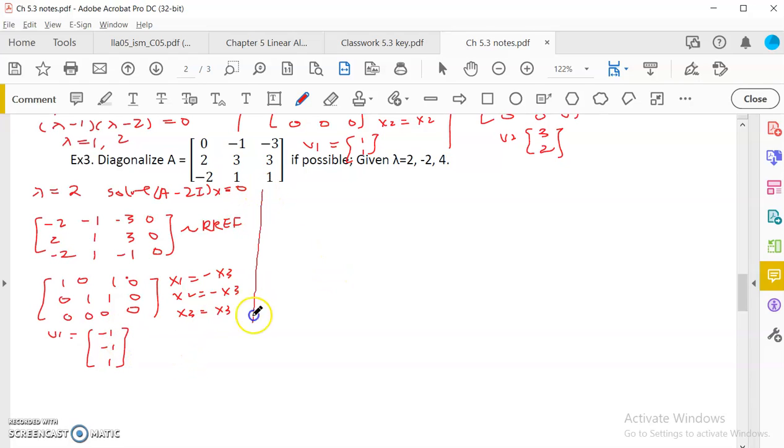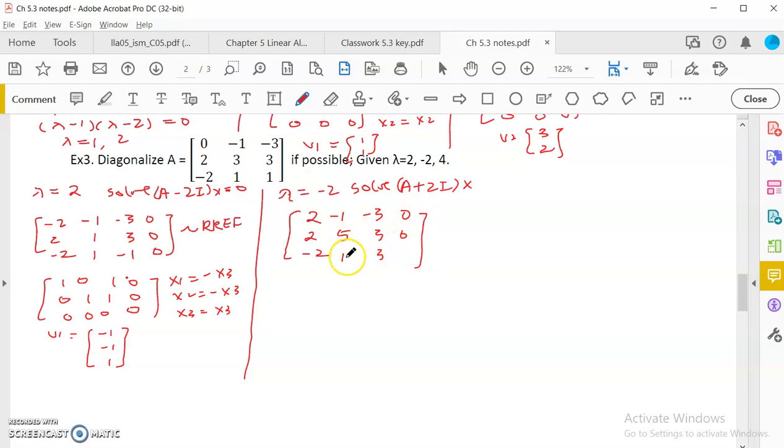Right? So then we would do lambda equal to negative 2, which is to solve A plus 2I times x. So my matrix becomes, I would add 2, right? So it's 2, negative 1, negative 3, 0. 2, add 2 becomes 5, 3, 0. Negative 2, 1 becomes 3. So these two are actually dependent on each other, so we have a non-trivial solution. But anyway, do an RREF with the calculator.